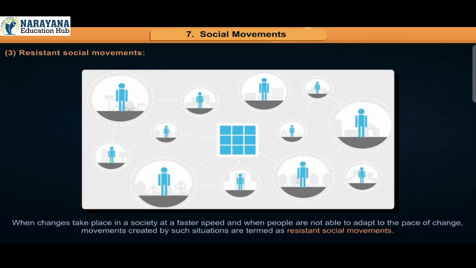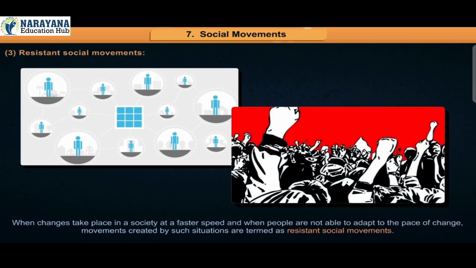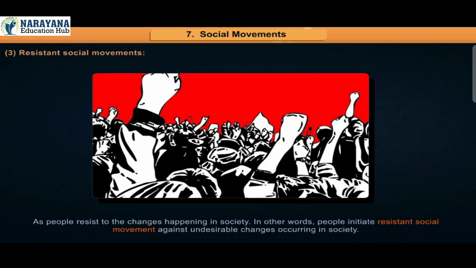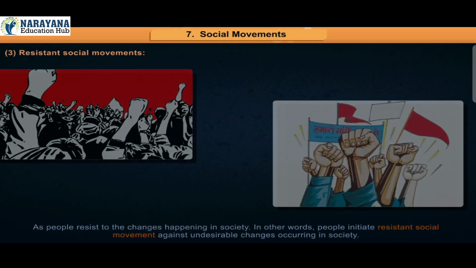Number 3. Resistant social movements. When changes take place in a society at a faster speed and when people are not able to adapt to the pace of change, movements created by such situations are termed as resistant social movements, as people resist the changes happening in society. In other words, people initiate resistant social movement against undesirable changes occurring in society.